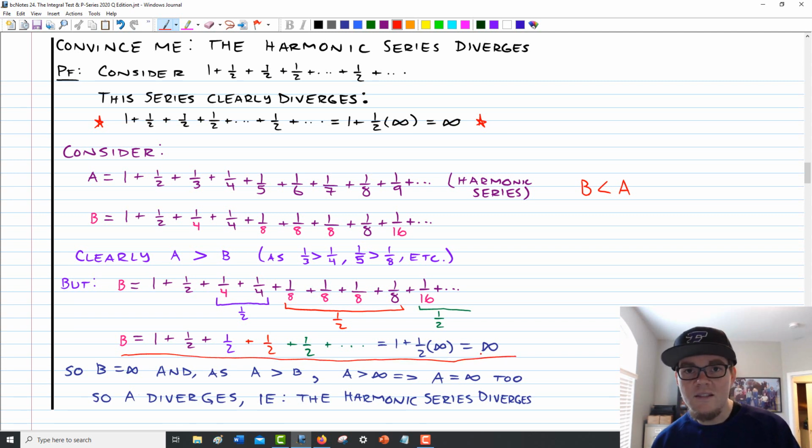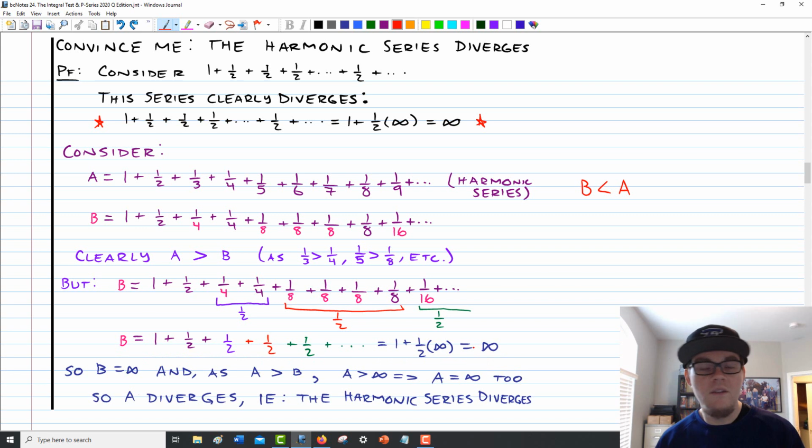And since that's a sum to infinity, like 1 plus an infinite number of 50-cent pieces is going to be an infinite amount of money. Okay, that makes me want money. But beside the point, what that shows us is that B is actually infinity. So that means that the sum of A, the harmonic series, has to be larger than infinity. And guess what? The joke's on you. There is nothing bigger than infinity.